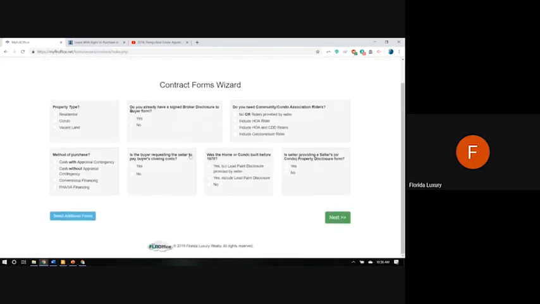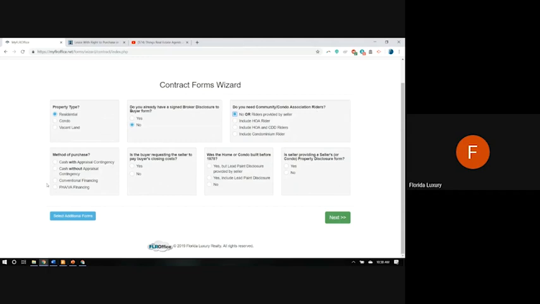Okay, we'll answer the 7 questions. So let's just say residential, yes. Say no. This question, do you need the condo or association riders? Ideally, the seller has always put these in the MLS. As sellers, this is what we're going to do. So the hope is that we would say no, or the rider has been provided by the seller.